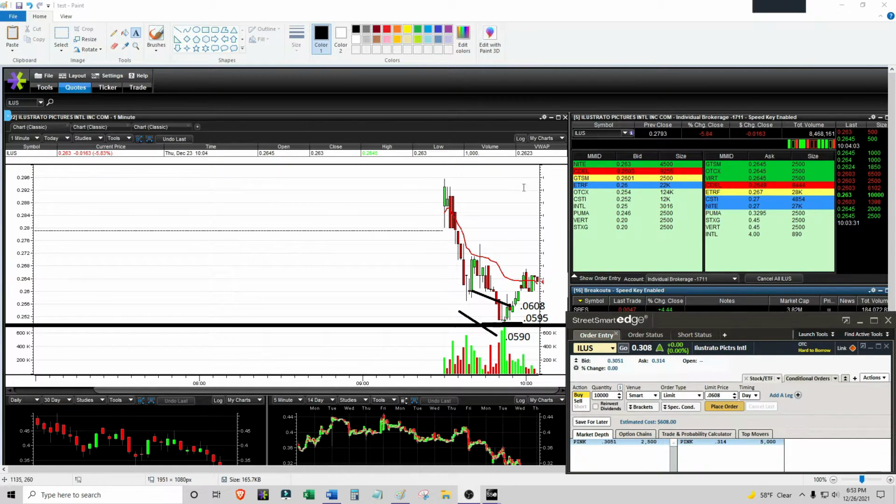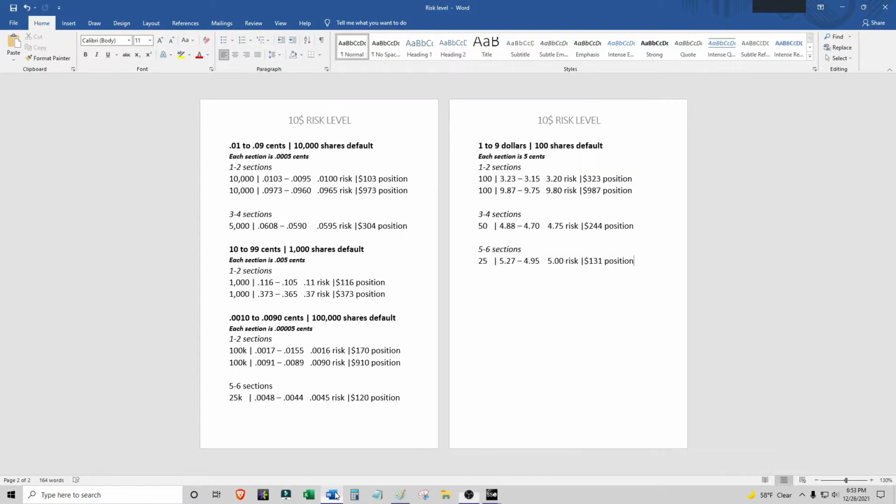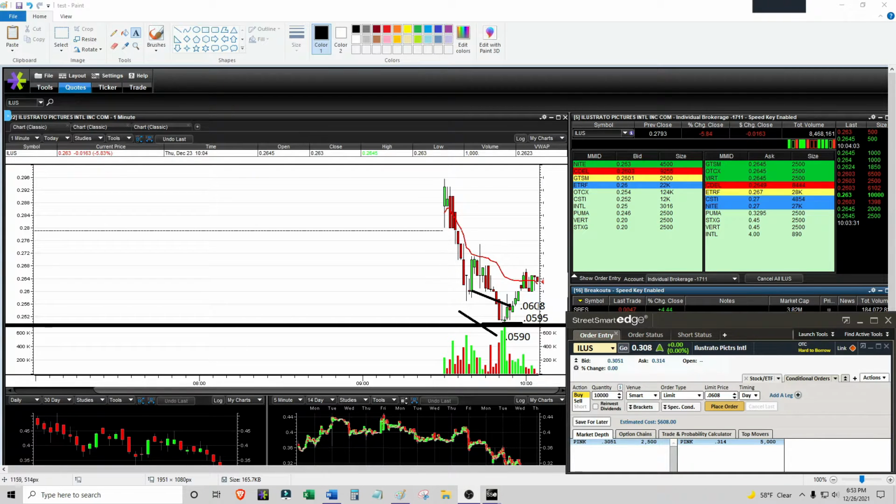608. Okay, so at this point, let's count how many sections the entry is from the risk level. 608 to 595. Let me just double check. And yeah, I got it right. 608 to 605, that's 1 section. 605 to 6 is 2 sections. And then 6 flat to 595, that's 3 sections.